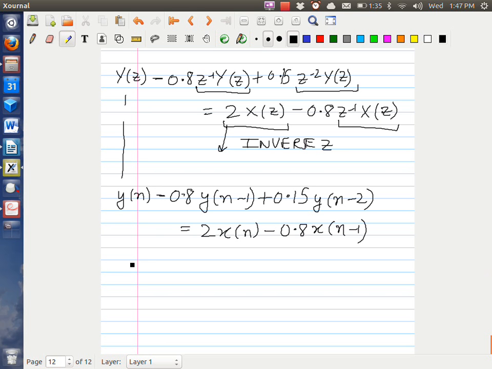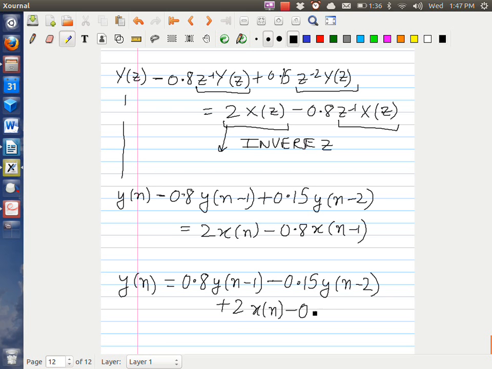And finally writing it as a causal difference equation, just expressing y of n in terms of other quantities, you move all these to the right. So it's 0.8 y of n minus 1 plus 0.15 y of n minus 2 plus 2 times x of n minus 0.8 x of n minus 1.